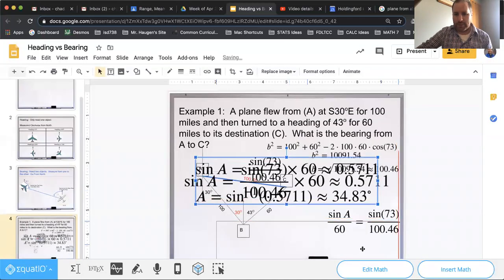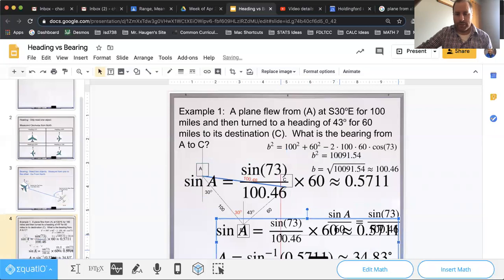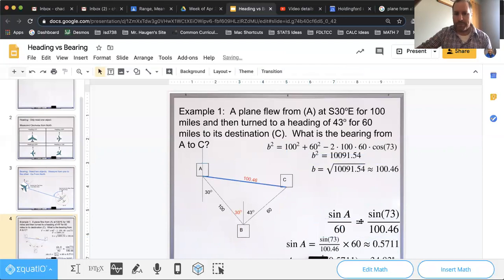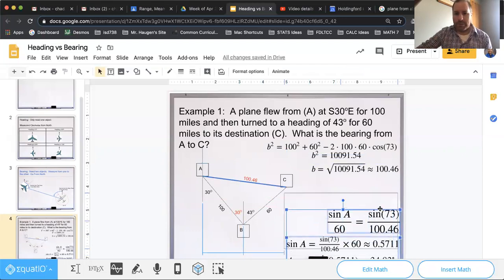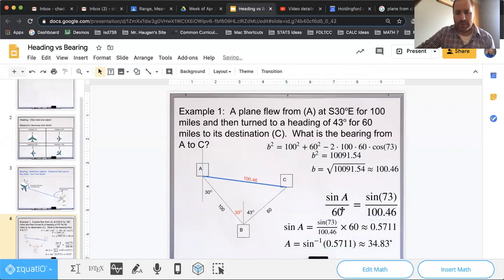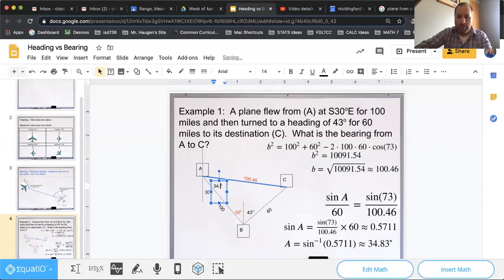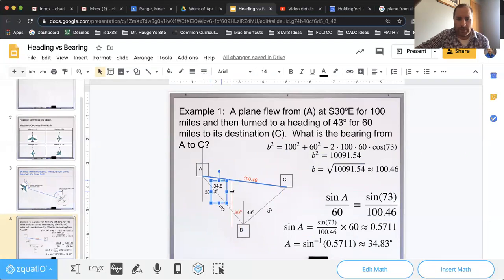So there's my work there. I know it's getting a little crowded in here. I'll make sure to move those things out for you a little bit and get rid of some of that, so I'll reposition it so when you look at the notes, it's a little more organized. But that means we found that this little tiny angle up here is about 34.83 degrees. We'll put that one in red because that's what we found there.